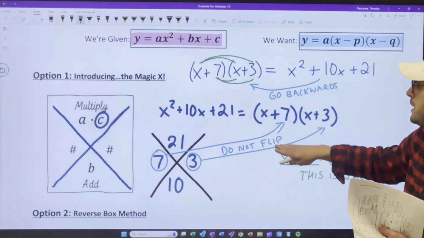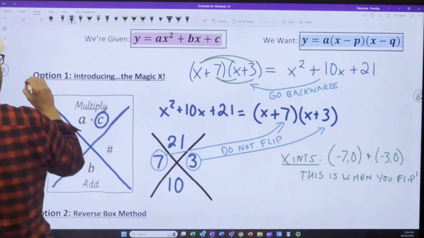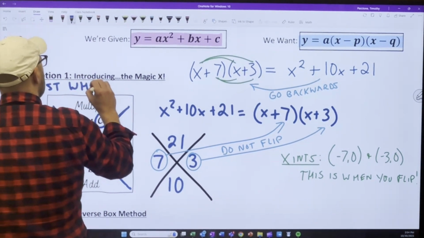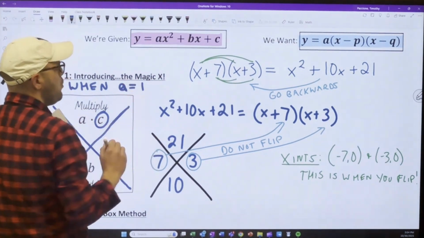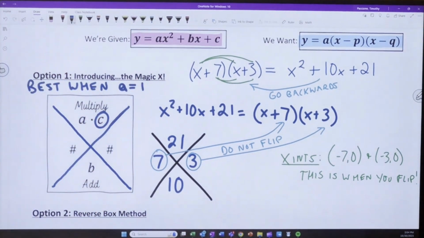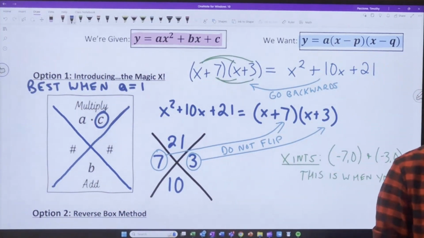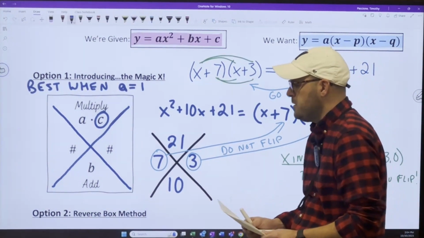Okay? And we're going to practice this a good deal. Now, this is the best method when a is equal to 1. And we're just going to have a be equal to 1 today because we need to start slow with this process. But a will not always be 1. It could be 2. It could be -3. And when that's the case, you're going to want a different method. And that's what I'm going to show you next, okay?